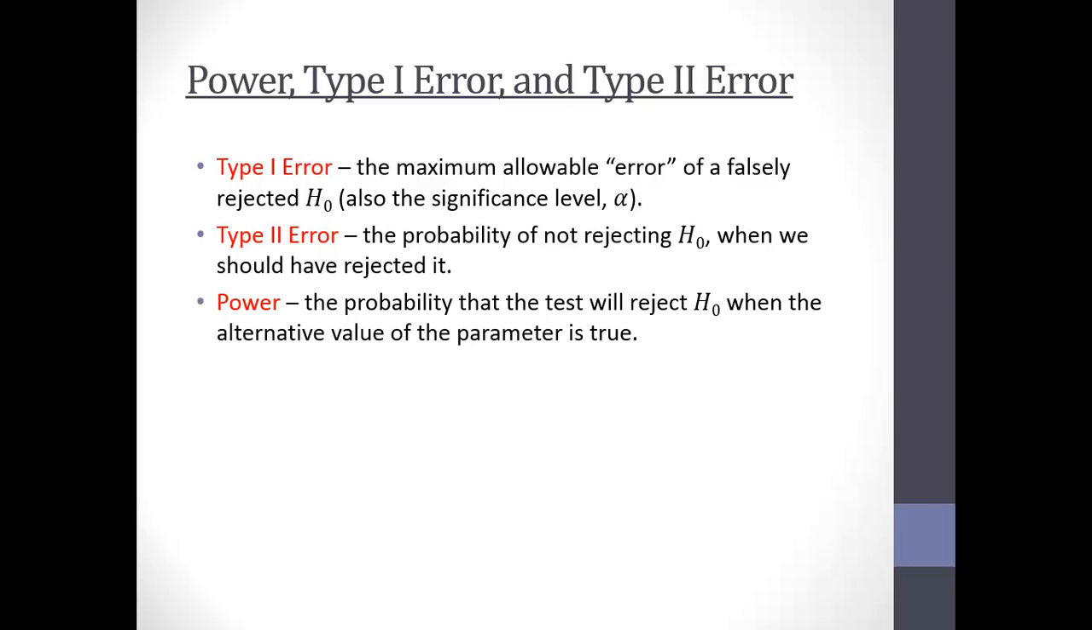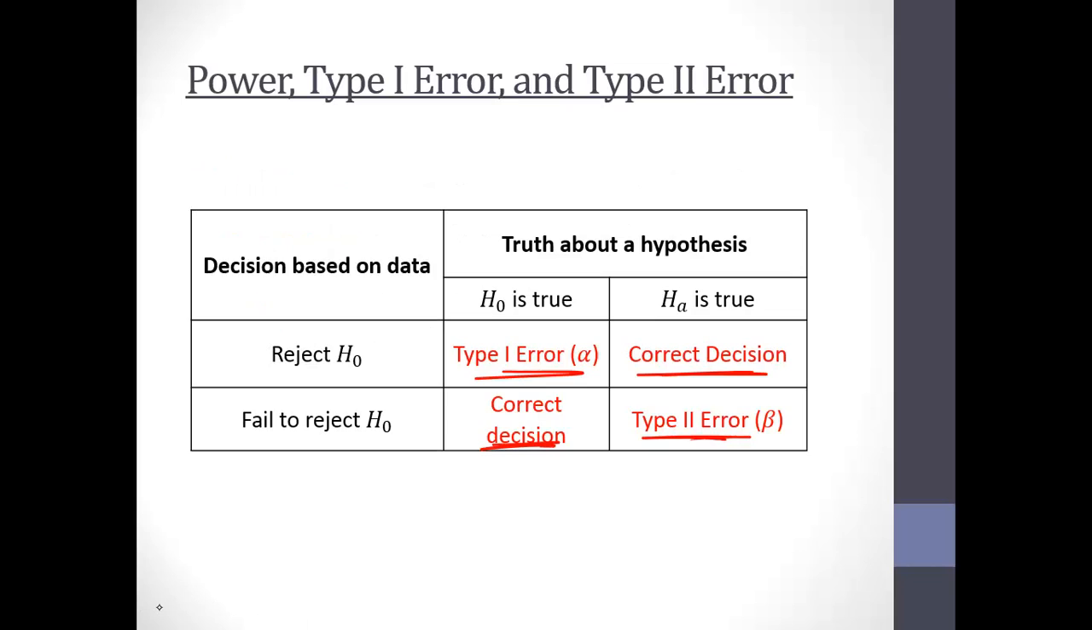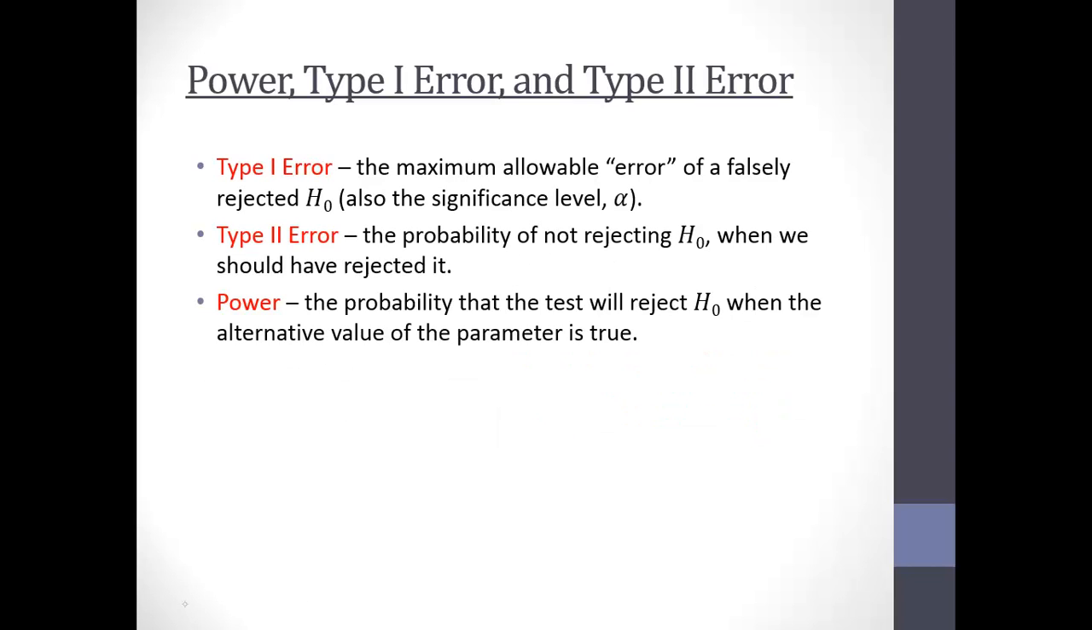Type 1 error is the same thing as our significance level. That's maybe one reason to think about how you might set your significance level: it is the probability of making a type 1 error, that is, rejecting the null hypothesis when it's actually true. If you want that to be small, you would choose a small significance level. If that wasn't quite as important, you could choose a larger one. But that's the maximum allowable error of falsely rejecting the null hypothesis.